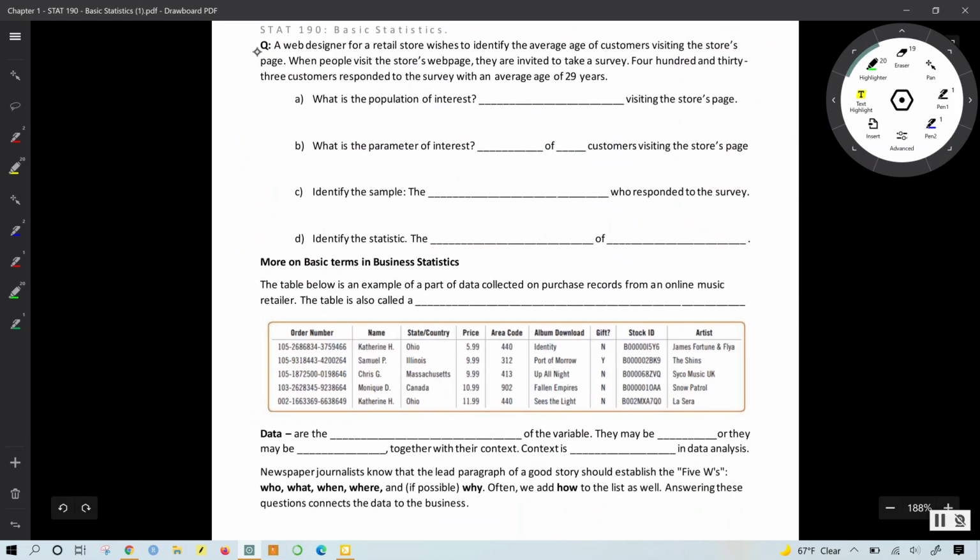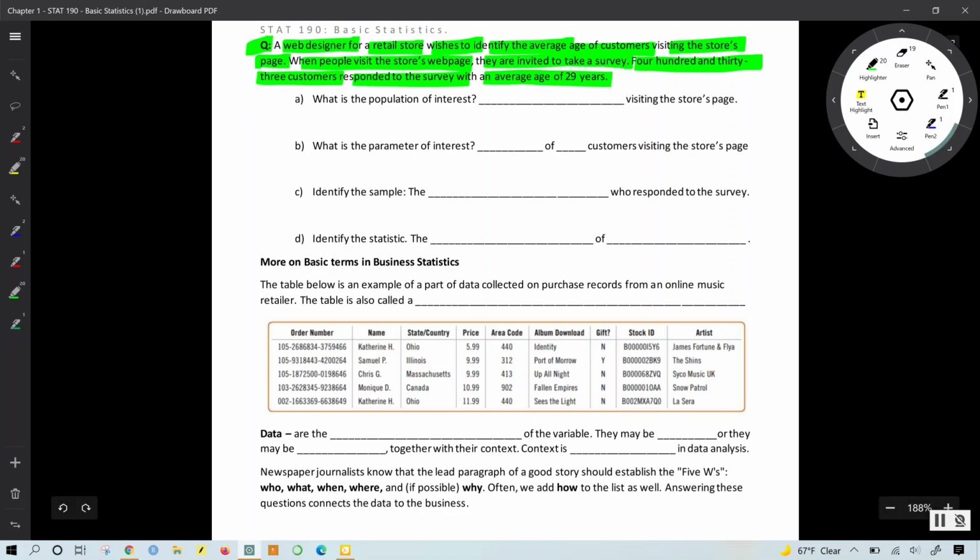We have another question here where we are told that a web designer for a retail store wishes to identify the average age of customers visiting the store's page. When people visit the store's page, they are invited to take a survey. 433 customers responded to the survey with an average of 29 years.